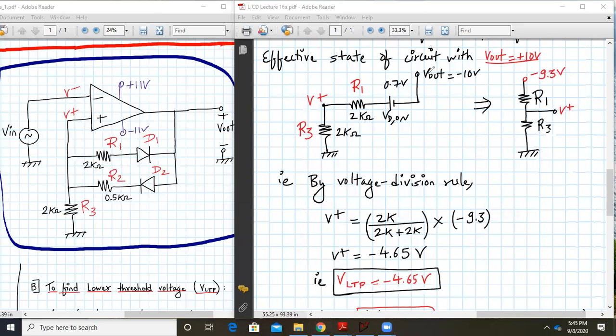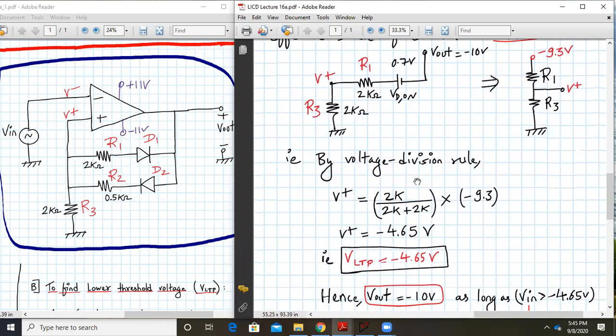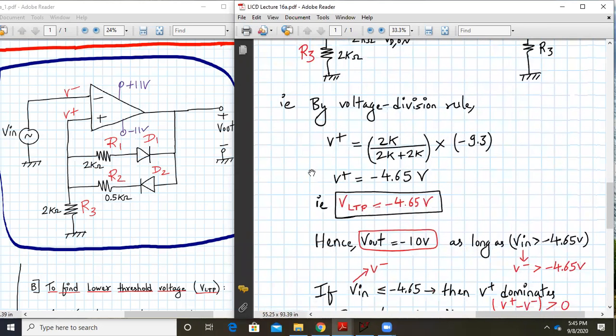Okay, let me clear all the drawings first. Yeah, now it's better. So V plus can be determined in terms of the voltage division rule, which will be R3 upon R1 plus R3. R1 and R3 are both 2 kilo ohm. So V plus will be minus 9.3 into half. So V plus will be minus 4.65 volts. So that is V plus.